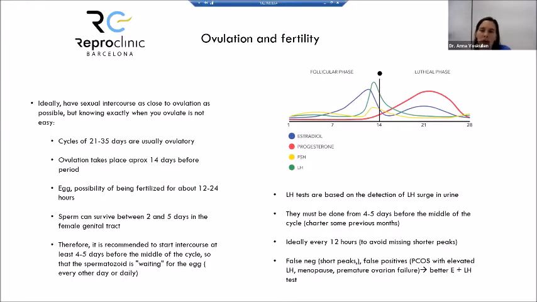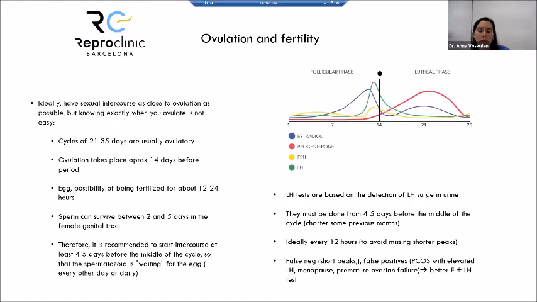And then, on the other hand, there are the LH tests that women can do at home, which are based on the detection of the LH surge in urine. They must be done from 4 or 5 days before the middle of the cycle or before the day that we think we ovulate, okay? So that's why it's important to check some previous months. Ideally, we should do this urine test every 12 hours to avoid missing shorter peaks. And of course, it's not as accurate as other methods, but it's what we can do at home.